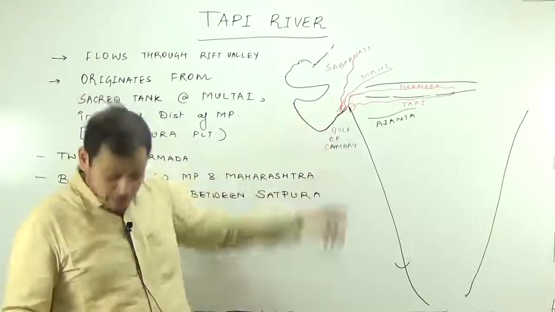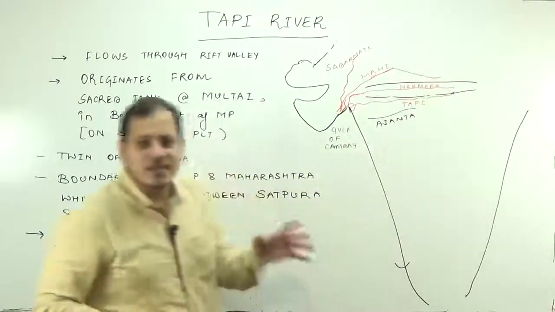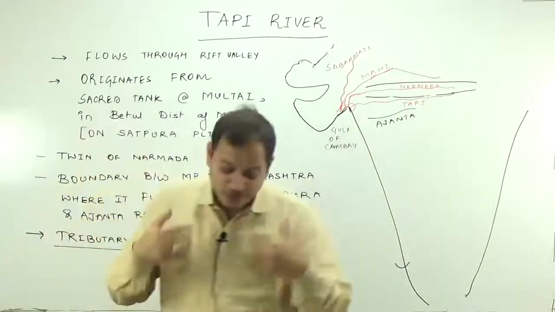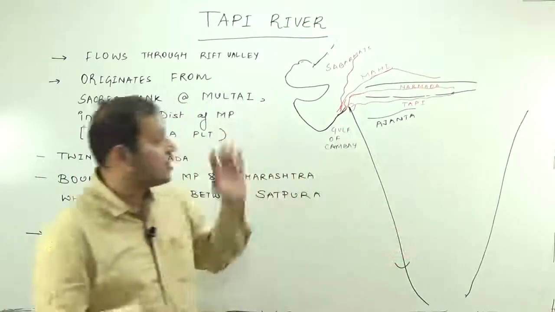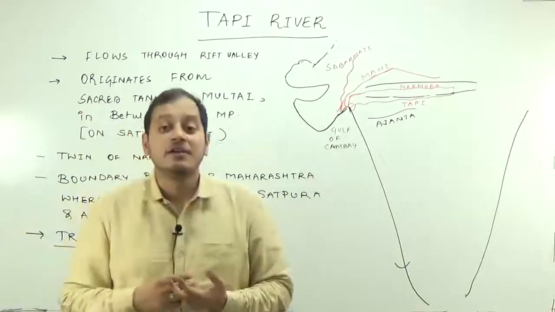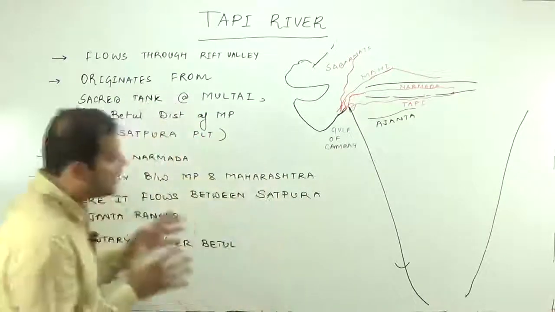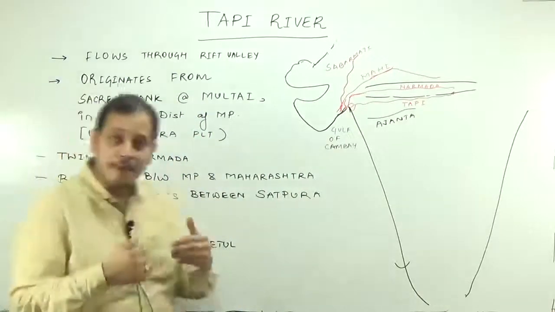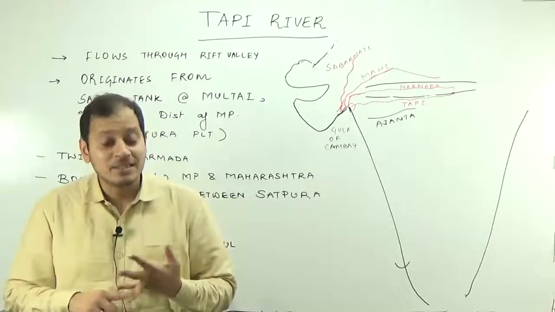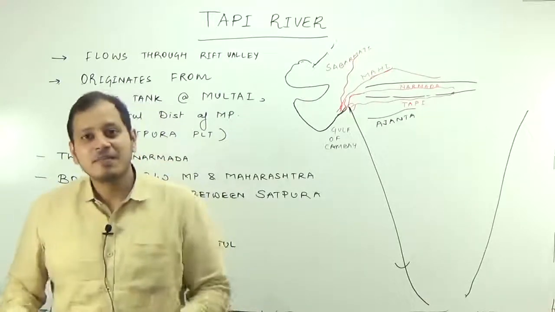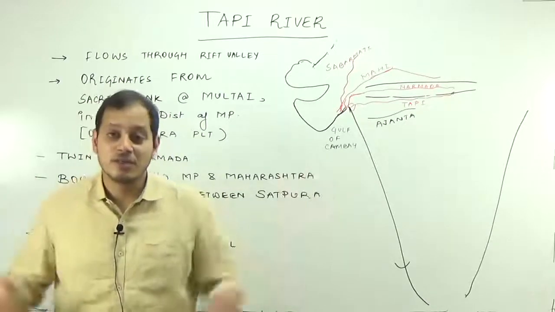Mahi originates in the Vindhyan ranges and drains into the Gulf of Khambat. After that we have river Narmada and river Tapi. So the four rivers which drain into the Gulf of Khambat or the Gulf of Cambay are the Sabarmati, the Mahi, Narmada, and the Tapi. Regarding Narmada, we have done Sardar Sarovar project, Indira Sagar Dam, the largest water reservoir in India.